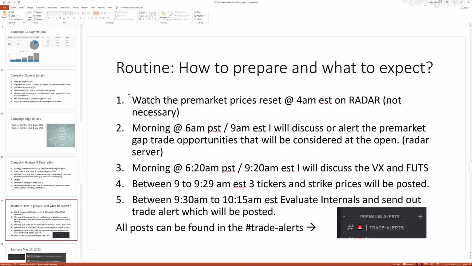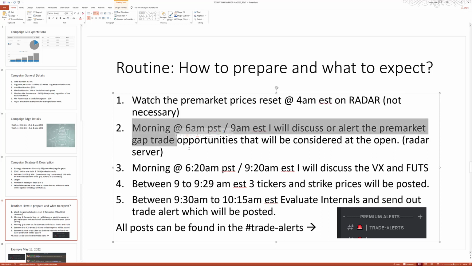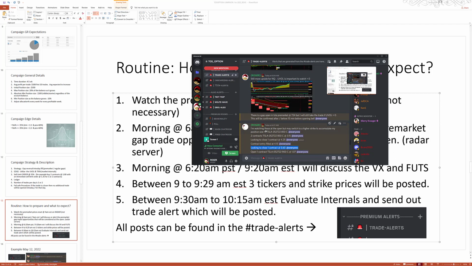So the routine is how to prepare for and what to expect, basically the same idea. At 4 a.m. you'll see the lines set, meaning the pre-market prices. And then in the morning at around 6 a.m. I'll be discussing or alerting about what type of opportunities there are in the markets. So I identified Tesla first thing in the morning.